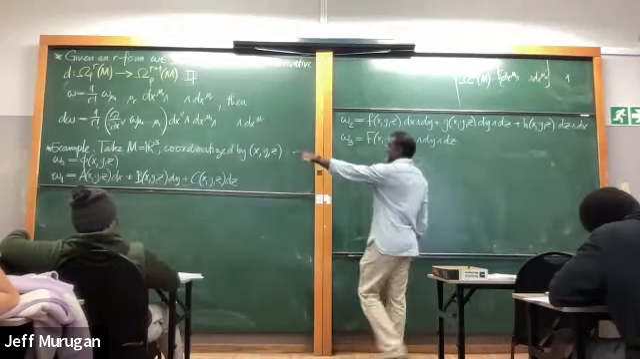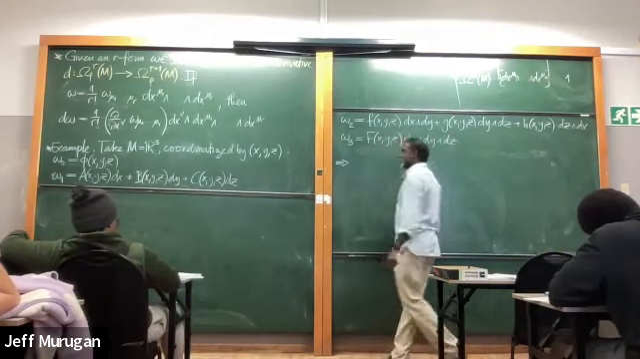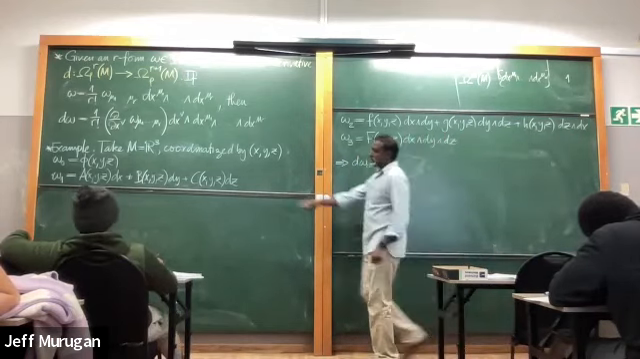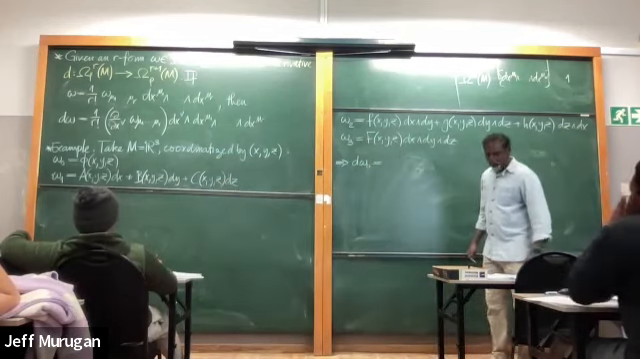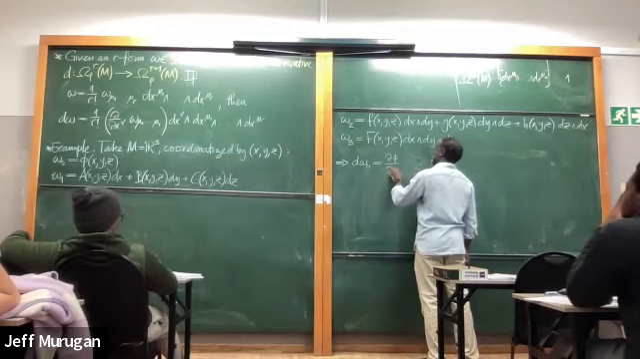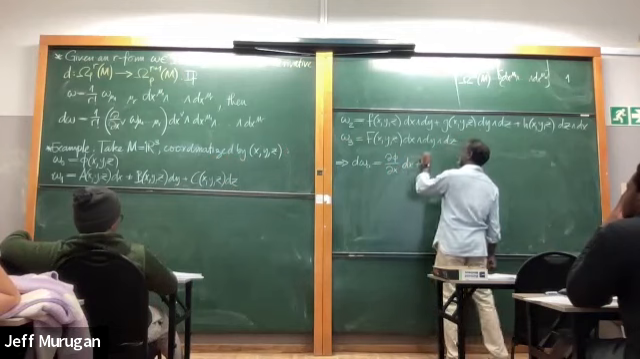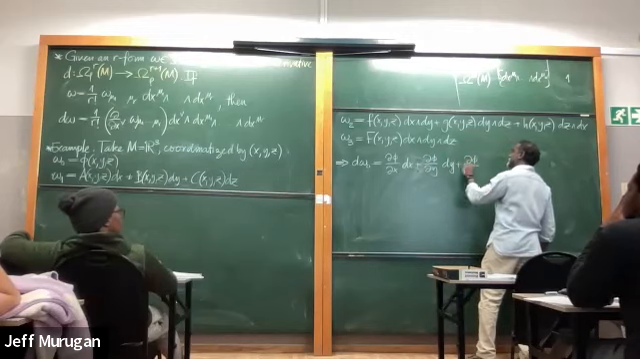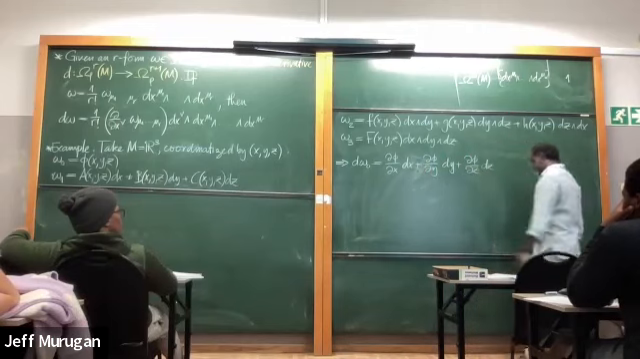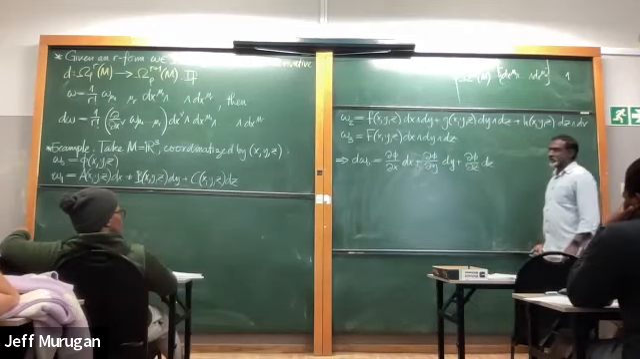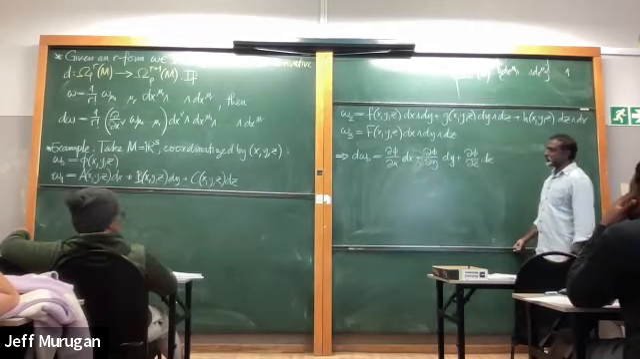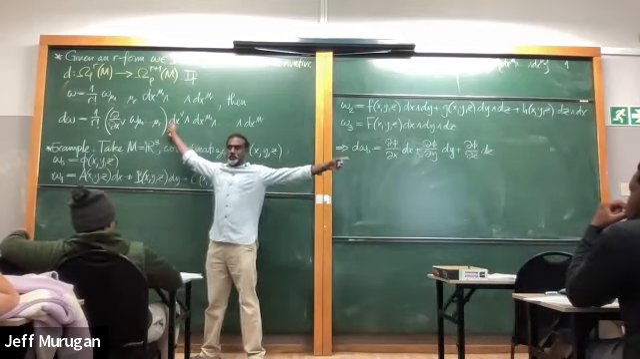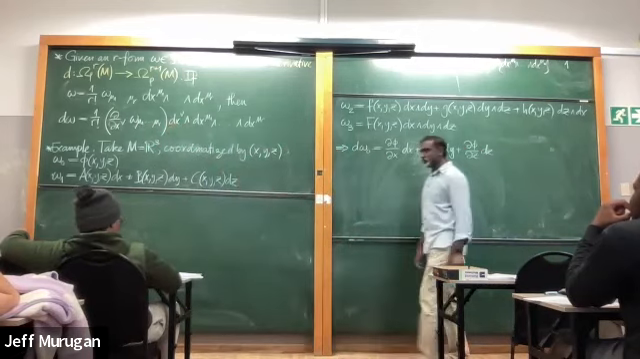So let's see what d does acting on each of these in turn. d acting on omega naught is just d phi by dx dx plus d phi by dy dy plus d phi by dz dz. That's the action of d on a 0-form: you differentiate with respect to everything you can, and you add in one more differential.